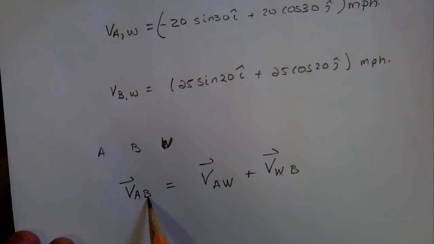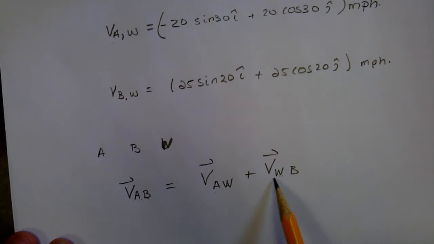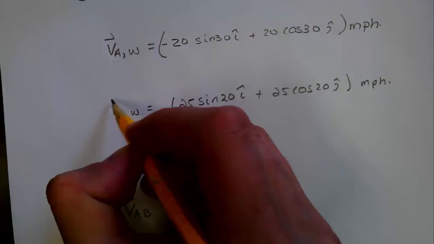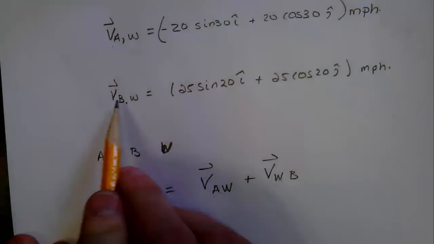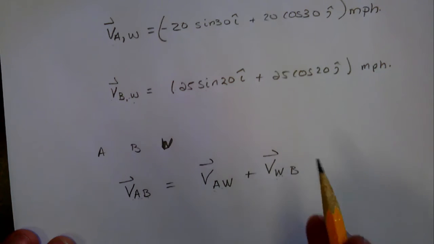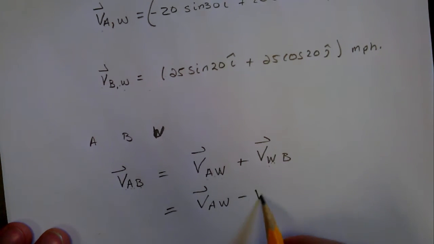The velocity of ship A with respect to ship B is equal to the velocity of ship A with respect to water plus the velocity of the water with respect to B. Now, we don't have water with respect to B, but we have B with respect to water. These are all vectors, but just changing the point of view, water versus B, or B versus water, just changes the minus sign. So this is really the same as VAW minus VBW.